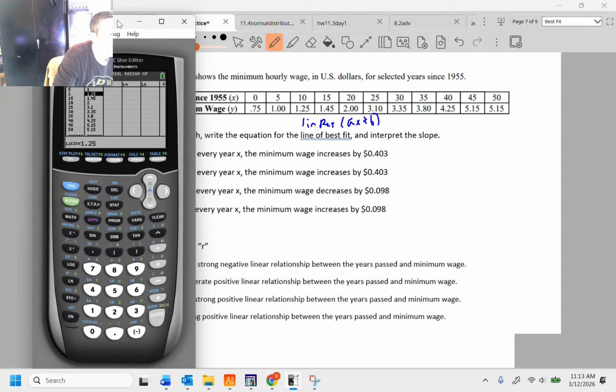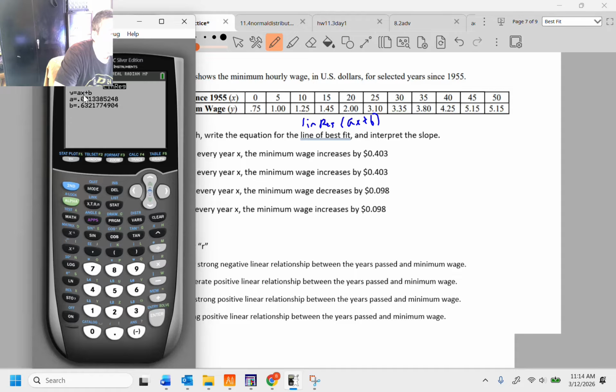And I'm just making sure I got no typos. I don't see any. Anyways, off to stat calc, because that's where all the cool stuff is. Stat calc for linear regression. And I do not have a frequency list, so I'm going to clear that out. Calculate. It's going to be something that gets y'all.